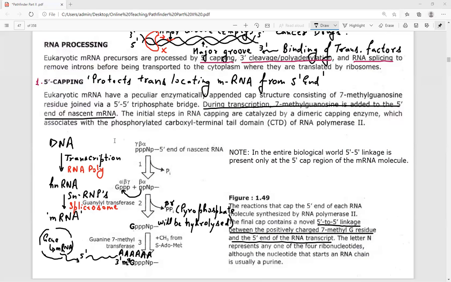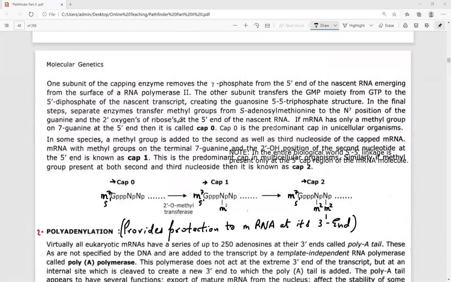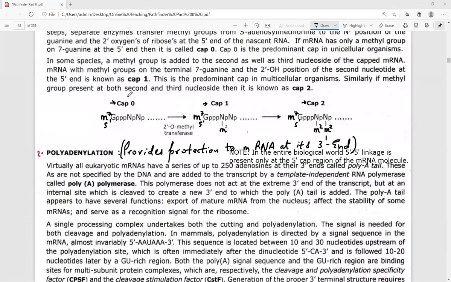Next, moving now to the polyadenylation section, how polyadenylation takes place. Now the cap could be cap 0, cap 1, and cap 2. Sir, which is much more effective, cap 0, cap 1, or cap 2? See, the amount of methylation will provide much more stability. The greater the amount of methylation, the greater would be the stability. So, just writing a simple formula about it.